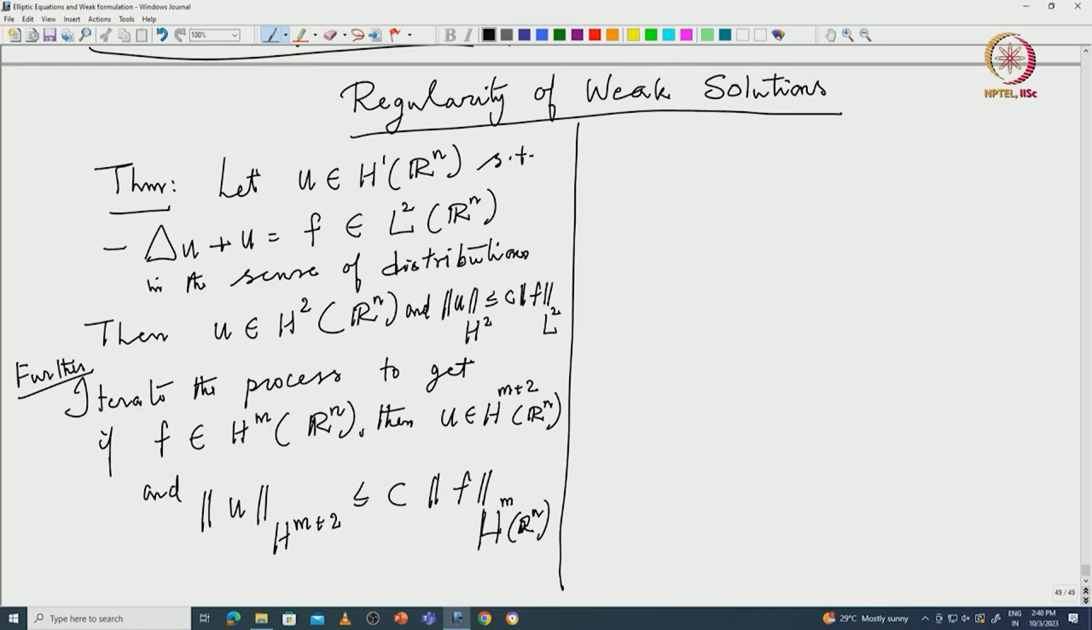You can repeat this. If f is in C infinity, then you can derive many results. Maybe we'll discuss that later. So let me give you the proof of this.